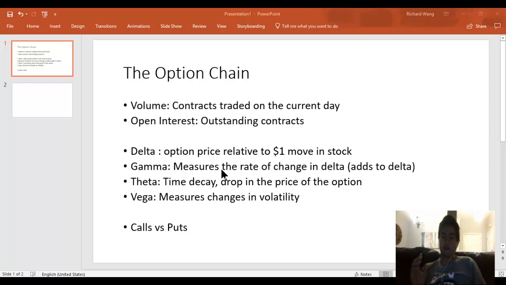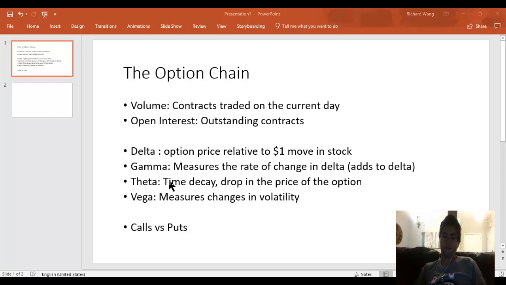And we have the gamma. It's the rate of change in delta. So basically, if the gamma is 0.1 and the delta is 0.3, you just add those two to become 0.4. So every $1 move on the stock, the option moves 0.4.